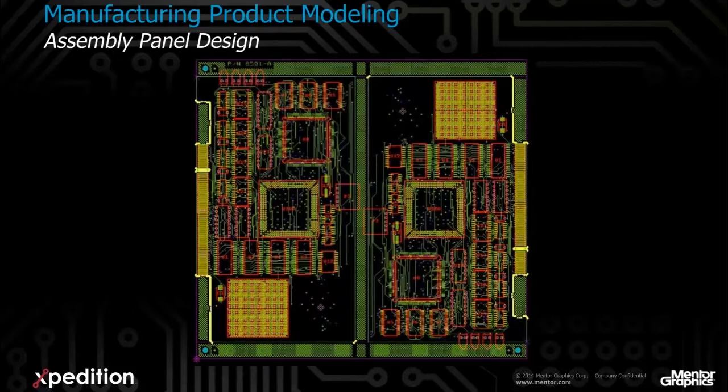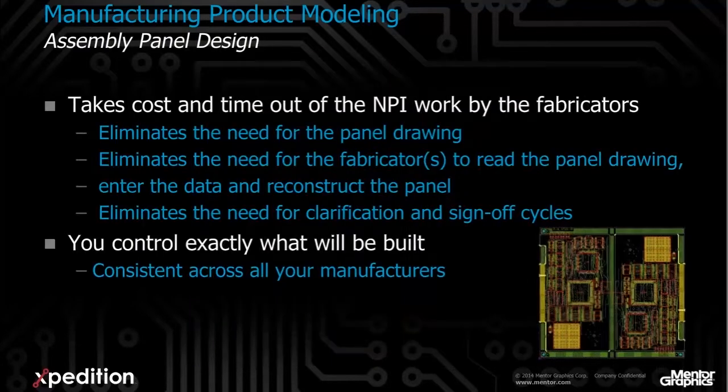What you have just seen illustrates how by building the assembly panel in data, the need for the assembly panel as a drawing has been eliminated. No need for the fabricator to read the drawing, enter the data, reconstruct the panel, or engage in clarification and sign-off cycles. In the end, it is all about you, the design authority, fully controlling the definition of what will be manufactured by all your manufacturing suppliers.